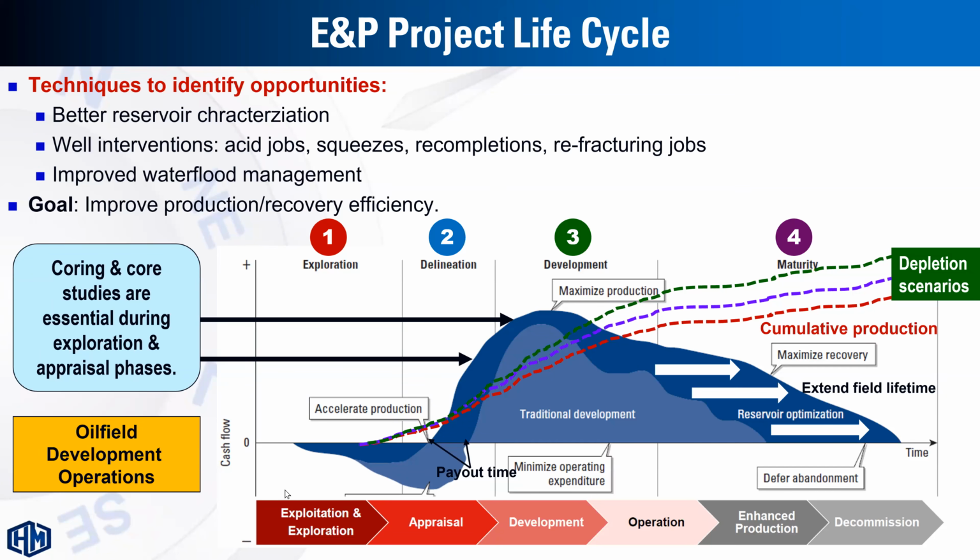Once we have a successful exploration, you can start production somewhere right here. Once you have a significant and commercial discovery for the hydrocarbon system, you can start production. So you will start the second phase, which is the appraisal or delineation phase. As you can see, the cash flow starts to increase, following this trend, which is production build-up.